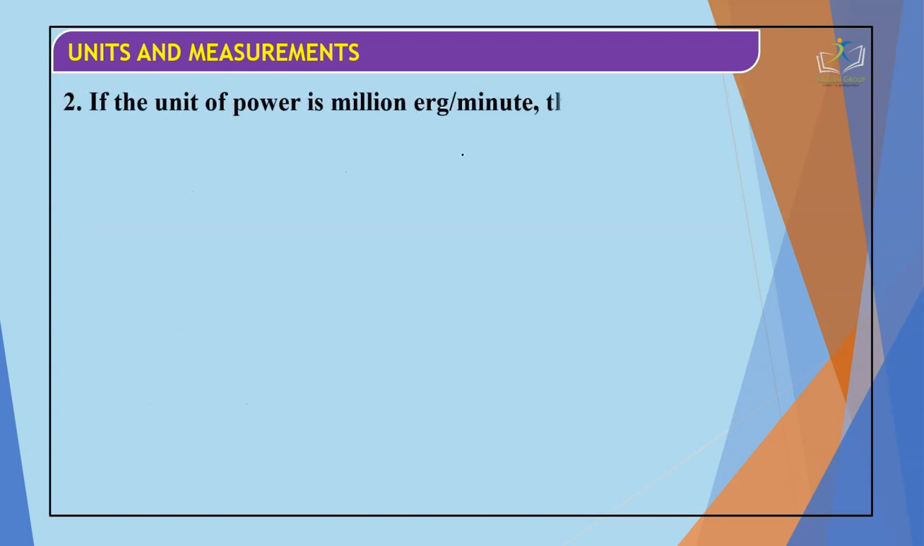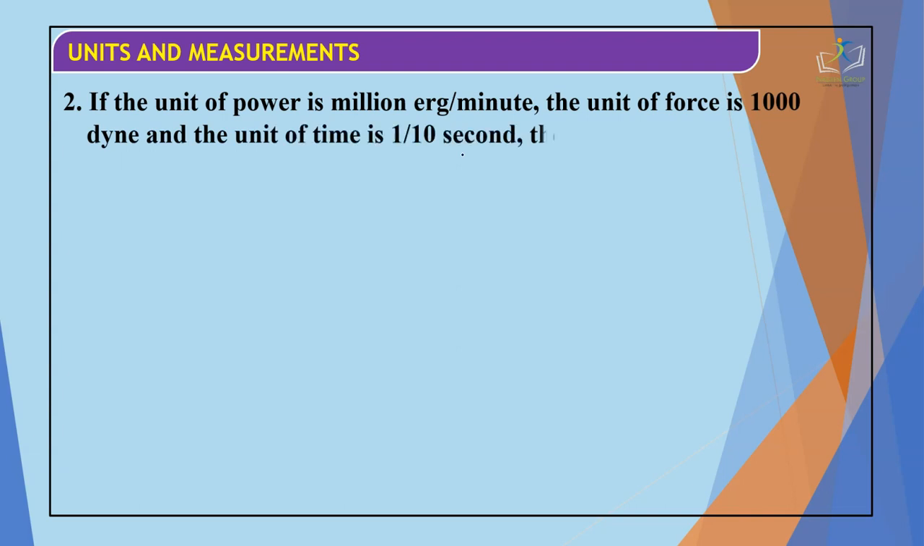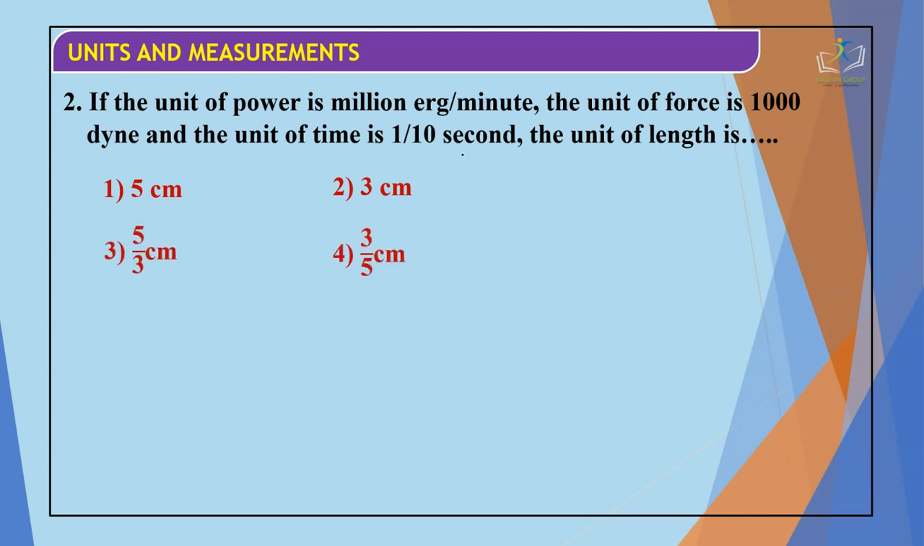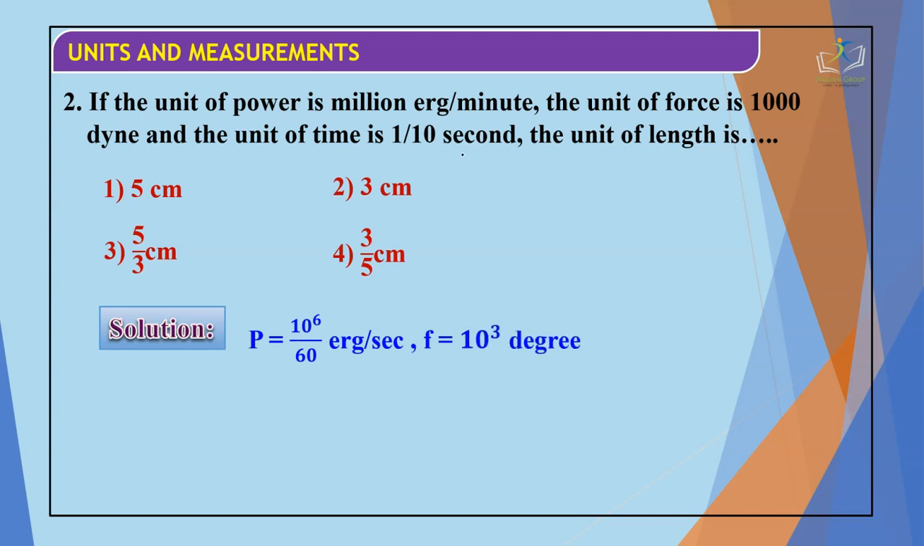Next question we have: if the unit of power is million erg per minute, the unit of force is 1000 dyne, and the unit of time is 1 by 10 second, the unit of length is: 5 centimeter, 3 centimeter, 5 by 3 centimeter, 3 by 5 centimeter. So students, let us see the solution of this question. P is equal to 10^6 by 60 erg per second, where F is equal to 10^3 dyne. So T is equal to 1 by 10 second.